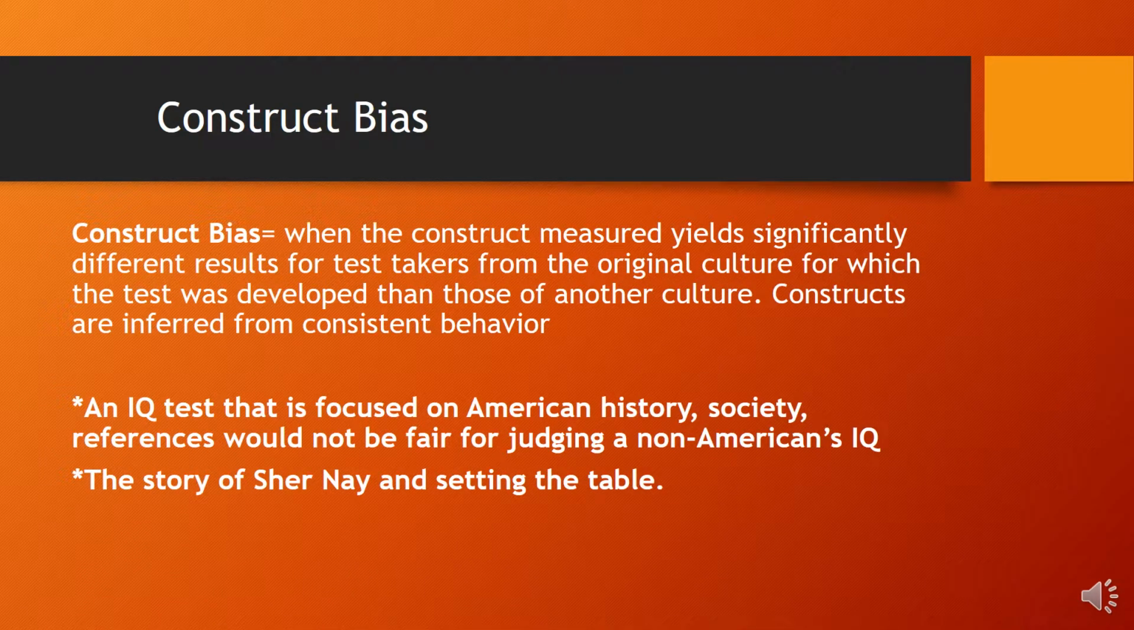Construct bias. This talks about when the construct measured yields significantly different results for test takers from the original culture for which the test was developed and a different culture. So, this is looking at things like an IQ test, which talks a lot about American history and society. References wouldn't be fair necessarily for students who aren't American, who wouldn't be growing up with those same things.